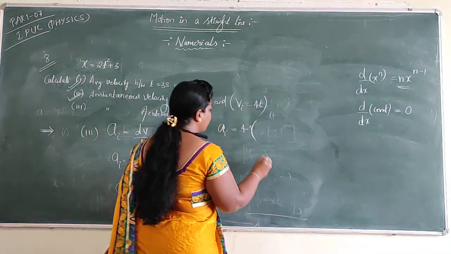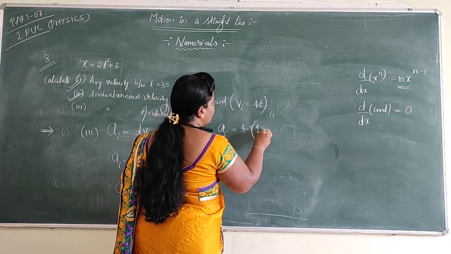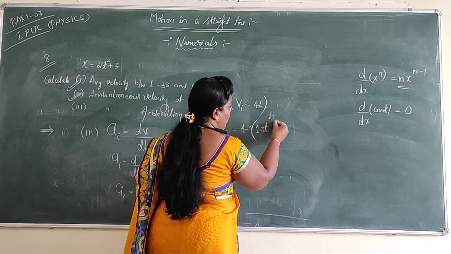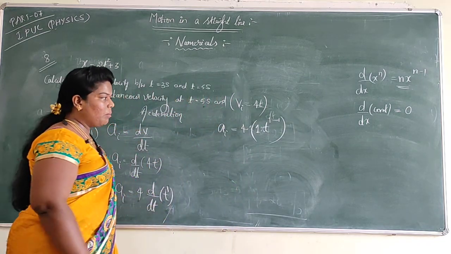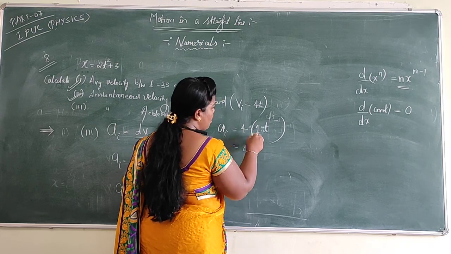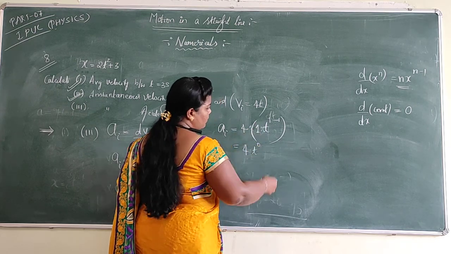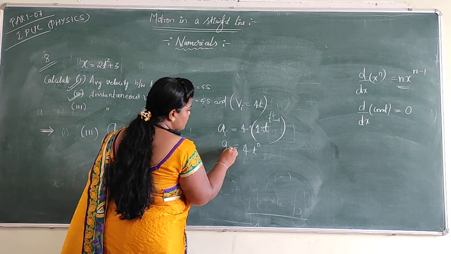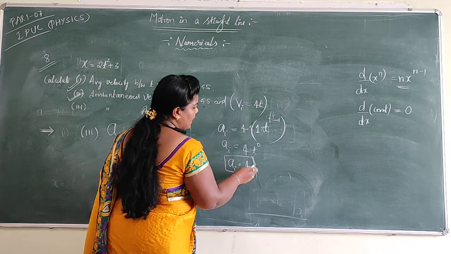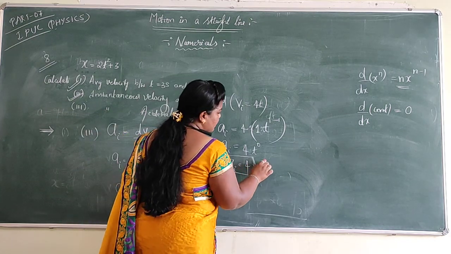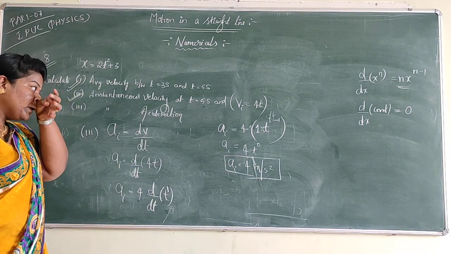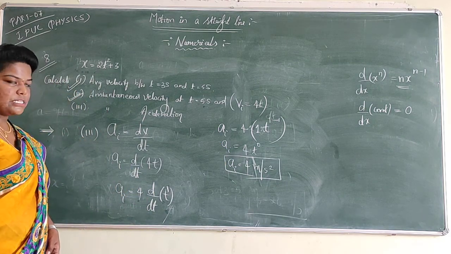In place of n we have 1 into, in place of x we have t, and n minus 1 according to the formula is 1 minus 1, which is 0. So 4 into 1 is 4, t to the power of 0. Anything to the power of 0 is 1. So that becomes equal to 4. The acceleration has an SI unit of meter per second square. So the instantaneous acceleration is found to be equal to 4 meter per second square.